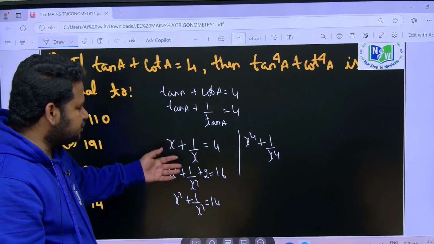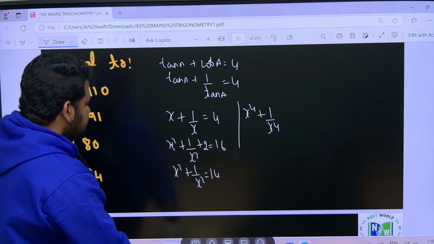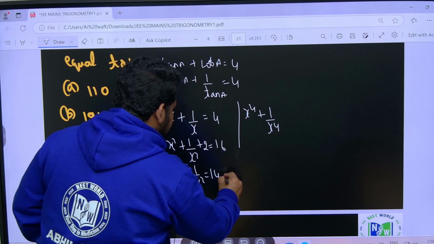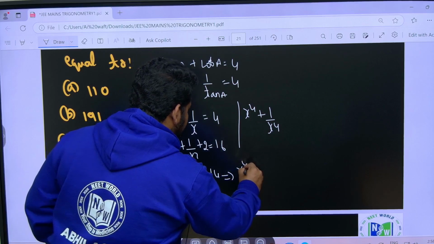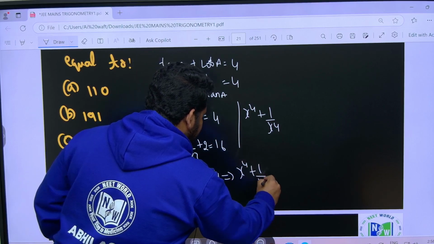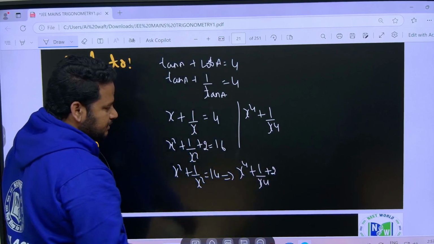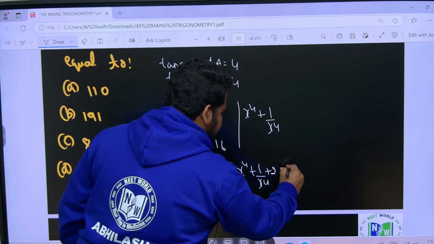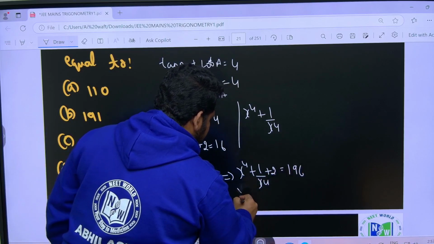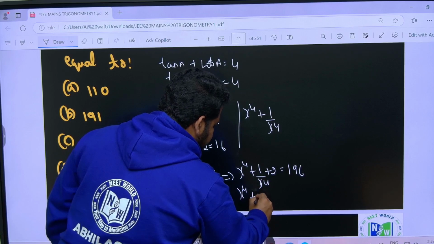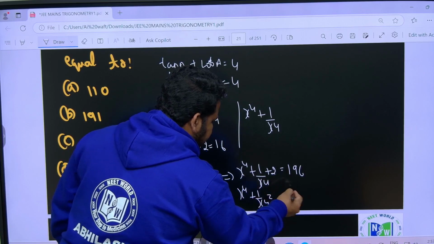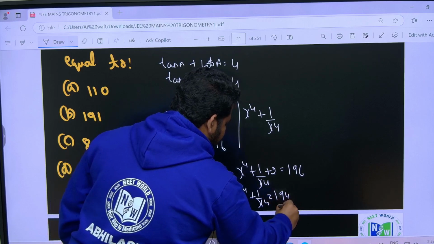Again, if you square this again, you will get x to the power of 4 plus 1 by x to the power of 4 plus 2, since 2 into x square into 1 by x square is nothing but 2. 14 square is 196. So x to the power of 4 plus 1 by x to the power of 4 will be equal to 196 minus 2, that is 194.